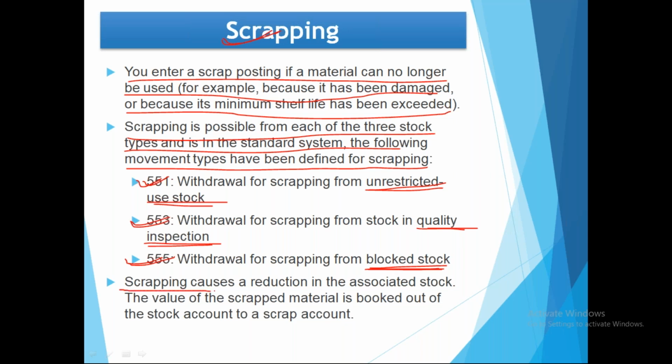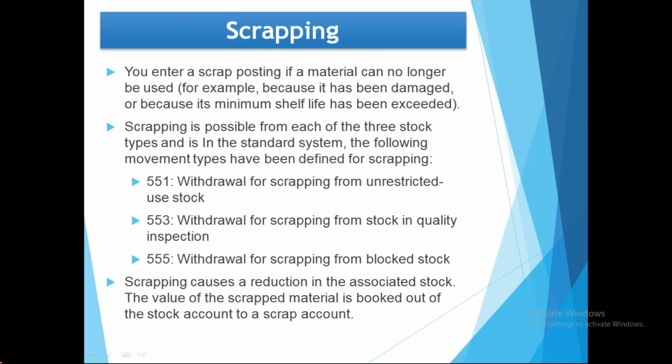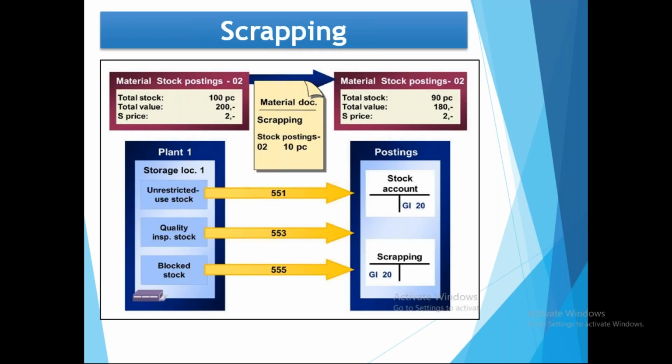So scrapping causes a reduction in the associated stock. So when you do the scrap, stock will get reduced. Stock will get written off from the system. Let's say you have a material with a stock of 100 pieces. Now you decided that you want to scrap 10 pieces. So when you do this scrapping, the stock will become 90 pieces, and at the same time the value will also get adjusted to 180.